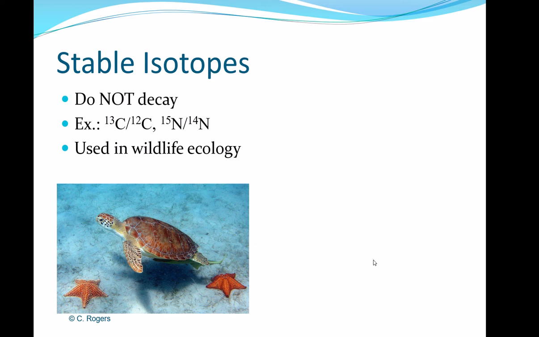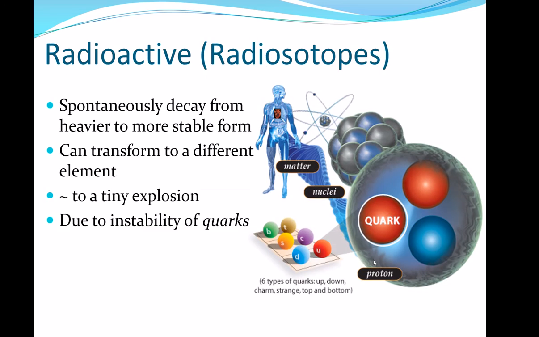And so we can track migration patterns and look at what trophic level, where on the hierarchy of organisms a particular animal is eating, and so they're incredibly, incredibly useful for that kind of science.